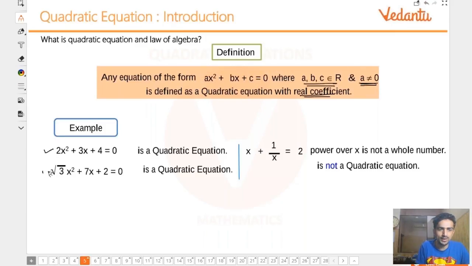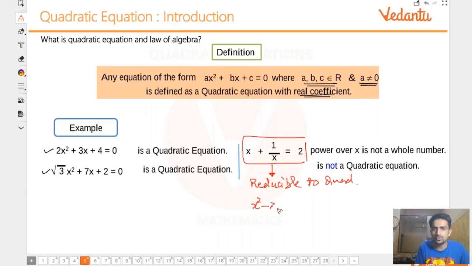Clearly this is quadratic, this is quadratic. This as such is not a quadratic because 1 by x is there. But it is reducible to quadratic just by taking LCM. Nothing more than that. So taking LCM, it will be x square minus 2x plus 1. This terminology will not be used anywhere as such, but just for reference sake, should be knowing these basic things.